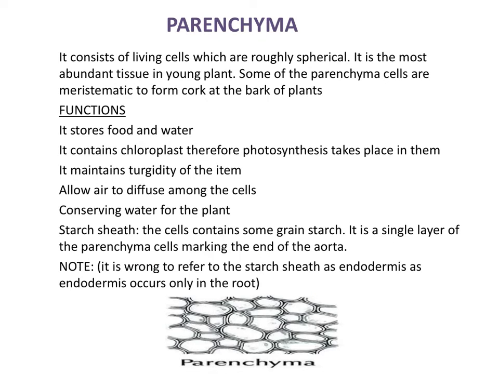Parenchyma. It consists of living cells which are roughly spherical. It is the most abundant tissue in young plants. Some of the parenchyma cells are meristematic to form cork at the back of plants. Functions of parenchyma. It stores food and water, and contains chloroplasts, therefore photosynthesis takes place in them. It maintains the turgidity of the stem, allows air to diffuse among the cells, and conserves water for the plants.